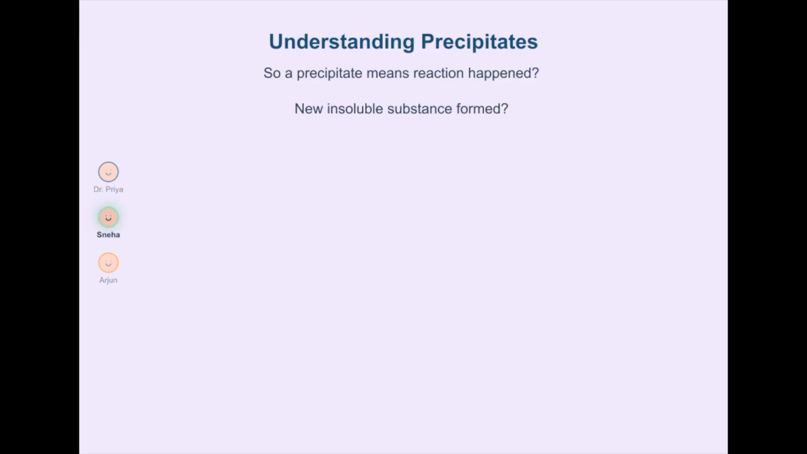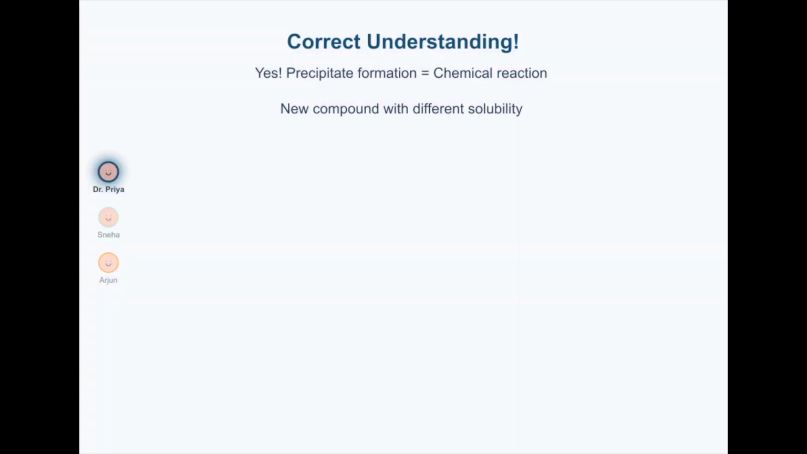So, Dr. Priya, when a precipitate forms, it means a chemical reaction occurred and a new insoluble substance was created. Absolutely correct, Sneha, formation of a precipitate is a clear sign that a chemical reaction has occurred, creating a new compound.